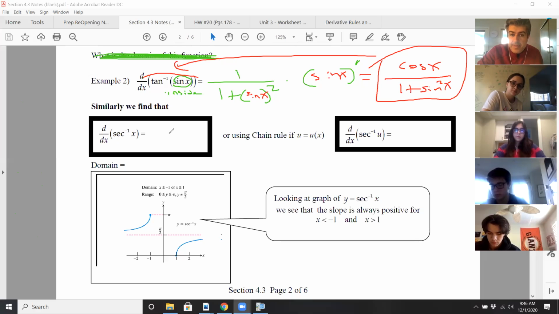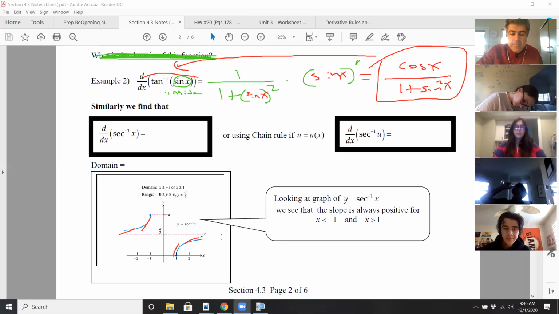And yet we have another one. We also have the inverse secant. And the inverse secant graph looks like that. It's a little strange. I'm not going to get into it too much. But anyway, that derivative, I'm just going to kind of tell you what it is. You could do the same kind of thing we've done before, but it looks like this.